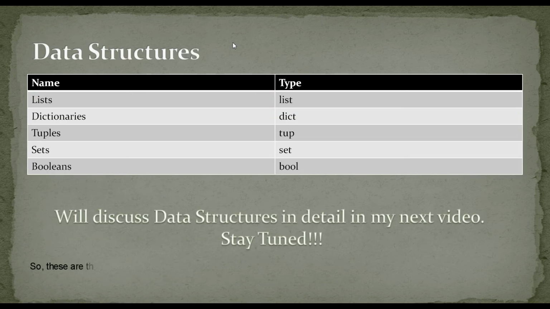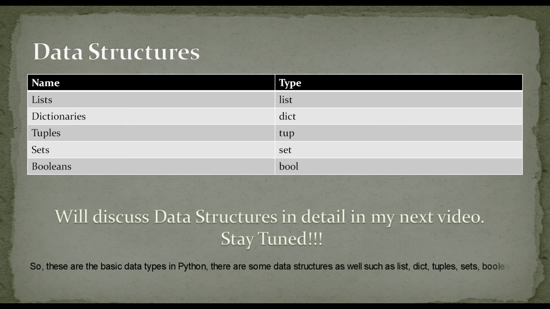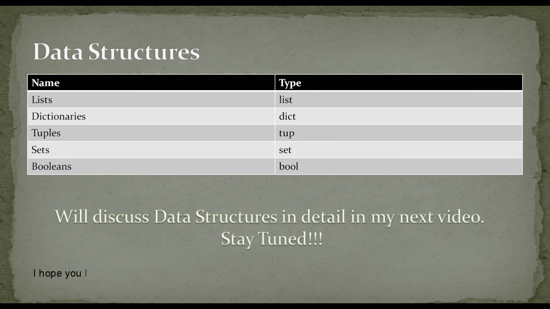So these are the basic data types in Python. Now there are some basic data structures as well, such as lists, dictionaries, tuples, sets, and booleans, which are more specialized than these basic data types, that is integers, floating points, and strings. I will be discussing these in more detail in my next video, so stay tuned.